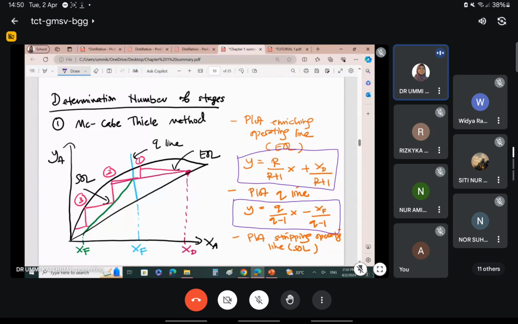So q is a fraction of the liquid. Okay. So contoh kalau 70% masuk is a liquid, 30% masuk vapor. So q is 0.7. Okay. Alright, kalau dia tak bagi tahu q tu masuk apa, sebagai apa, so you kena find the q. Okay, macam mana nak find the q?